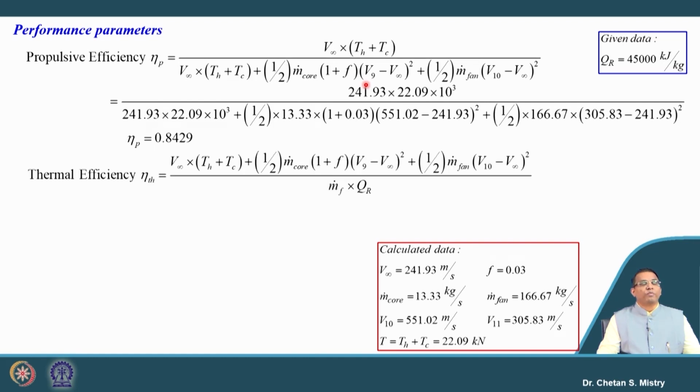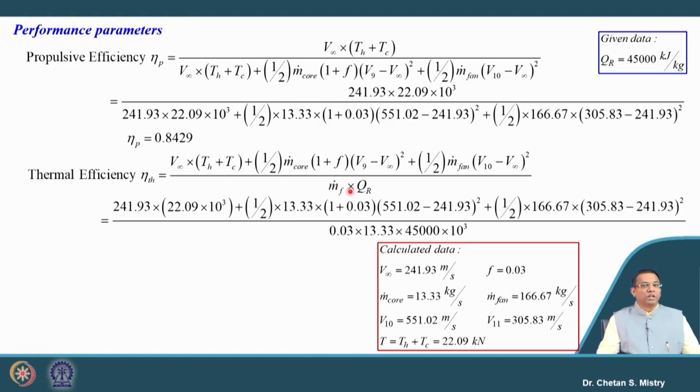Okay. Now, let us calculate the thermal efficiency. We know what is the denominator for the propulsive efficiency will be the numerator here, and what will be our input energy we are writing in terms of mf into calorific value of the fuel. And if we put these numbers, then we will be getting our thermal efficiency as 35.23%.